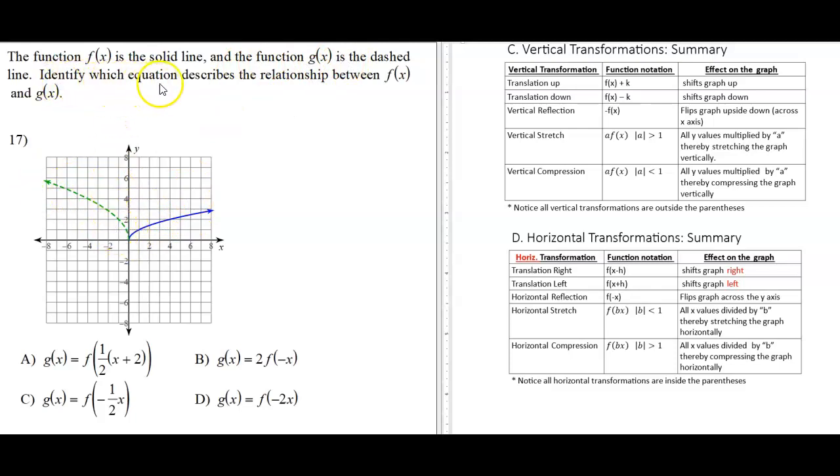The question says, identify which equation describes the relationship between f and g. So which one of these transformation descriptions tells us what we would have to do to the blue line to get the green line? So that's what I think we should add to our notes here. So put that here. Let's write that. What would we have to do to the blue line, or the solid line, to get the green line, or the dashed line, in other words?